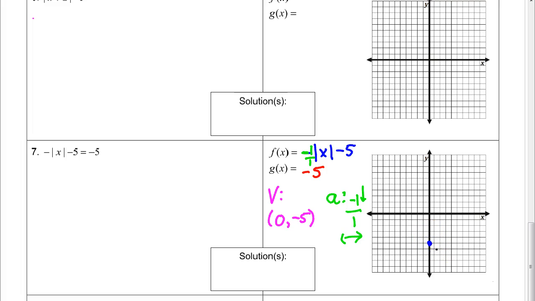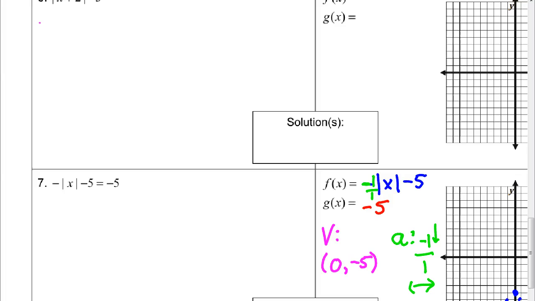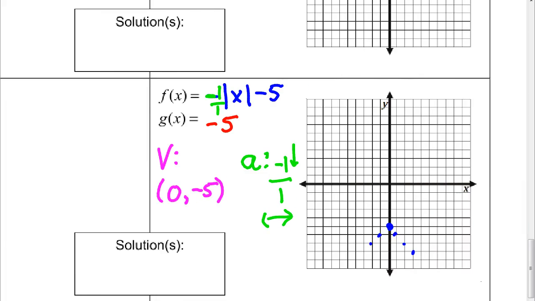There we go. And down 1/1. Down 1/1. Make that a little bit bigger. There we go. Straight edge, straight edge. Yep. And then we have the red y equals -5. So we're going to go down 1, 2, 3, 4, 5. And there you have it.